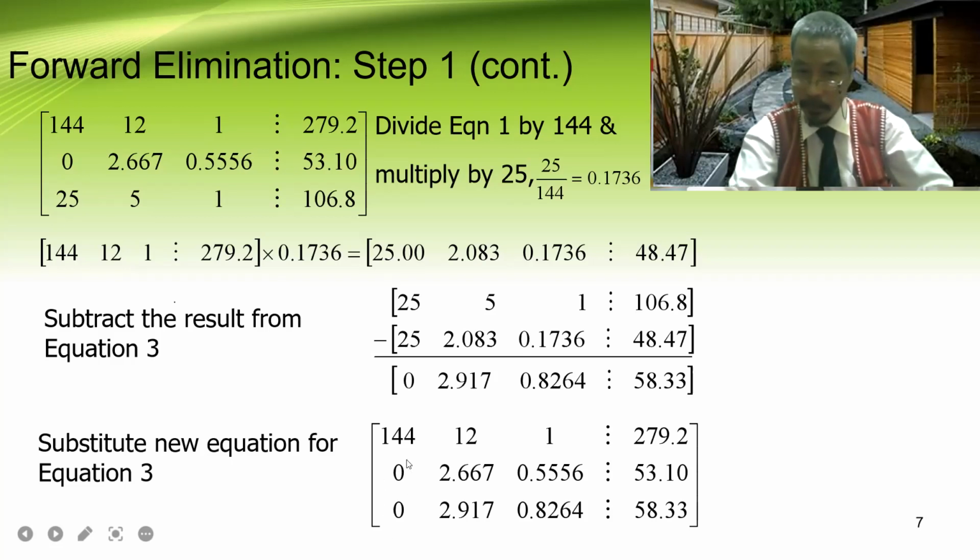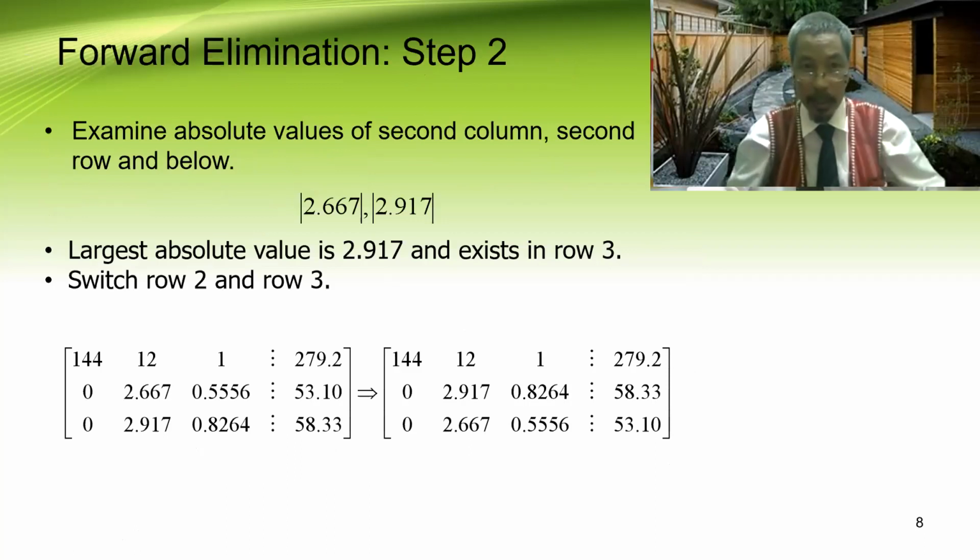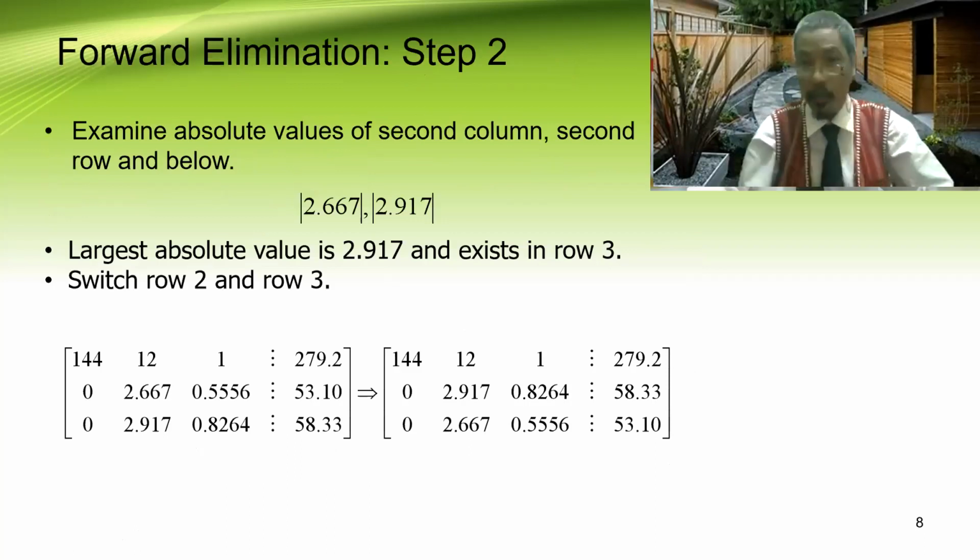Making the first term coefficient of the other equation 0. Now let us look at this. We would like this to be 0 also, and therefore we examine the absolute values. We are looking at absolute values. Take note of our technique, that is partial pivoting.